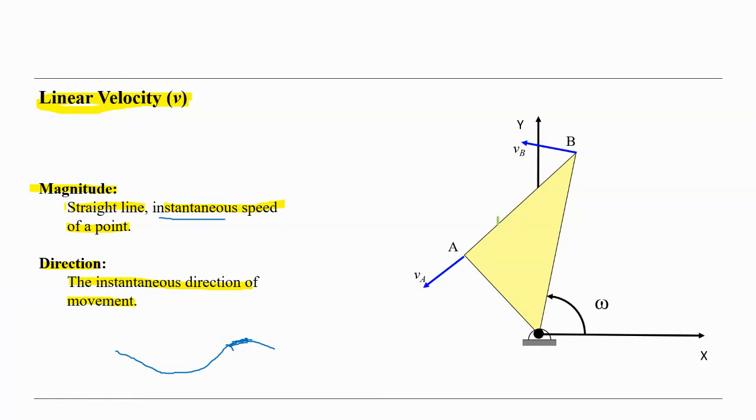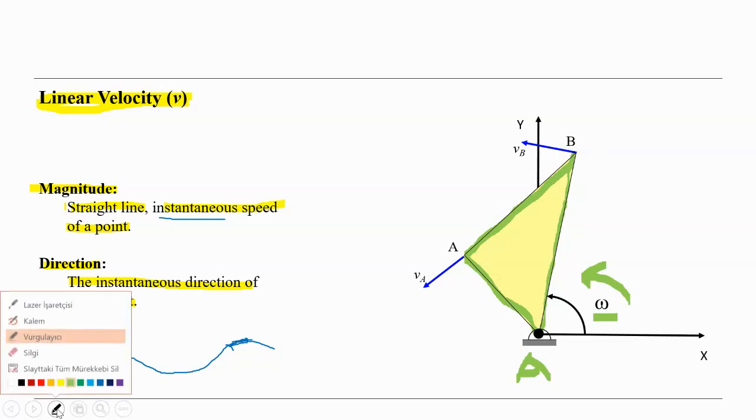So there's a link here, a triangle here, you see, and let's say it is rotating around the point A, counterclockwise with the angular velocity omega, and we can actually calculate the VA and VB if we know this distance.